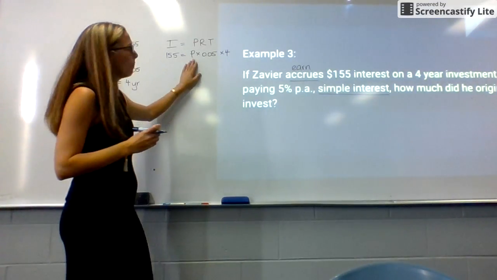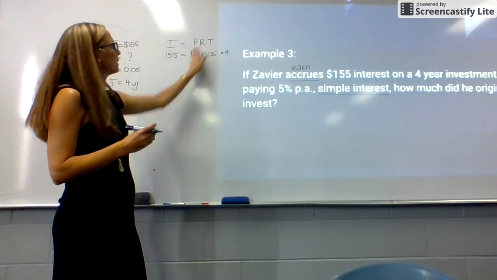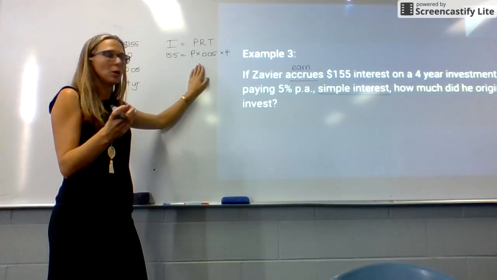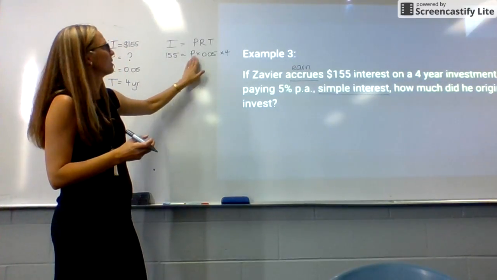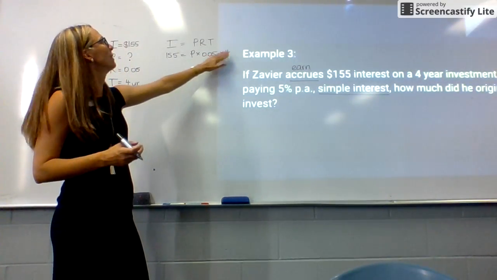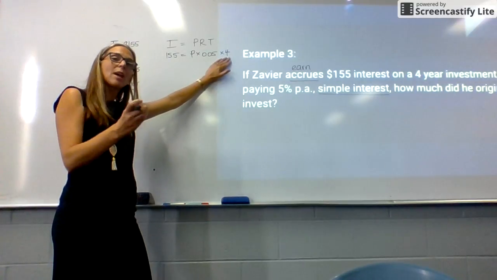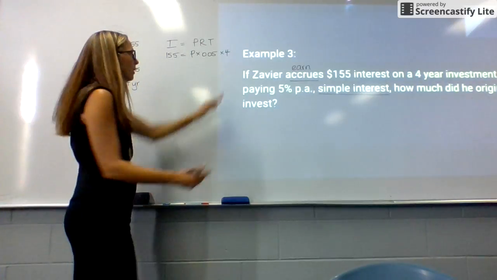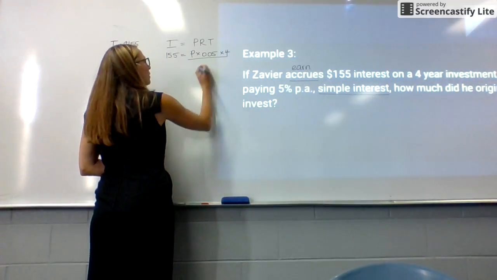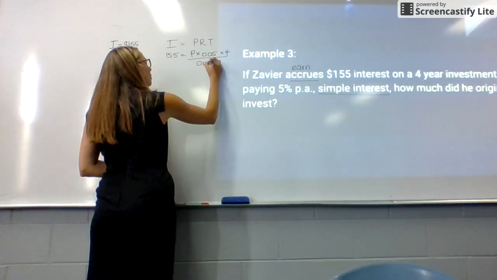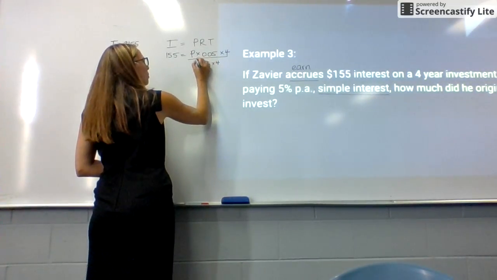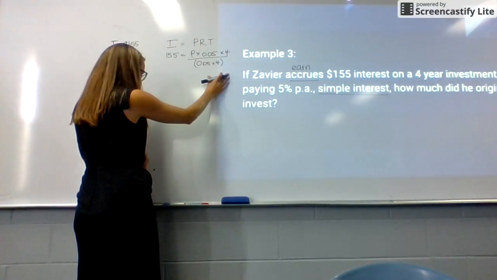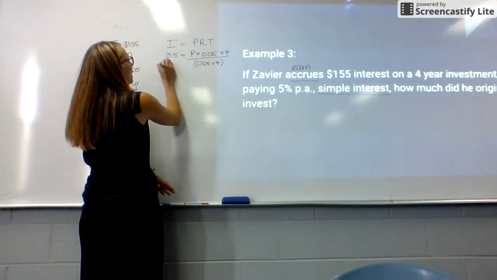Now, in this case, my P, the thing I want to know, is stuck next to some numbers. And I want to get rid of those numbers and get P on its own. So at the moment, P is timesing 0.05 and timesing 4. If I want to get rid of those numbers, I have to do the opposite. The opposite of times is divide. Okay, so I'm going to divide this by 0.05 times 4. I'm going to put that in a bracket so it sticks together. If I do this to this side, I'm going to do the same to this side.